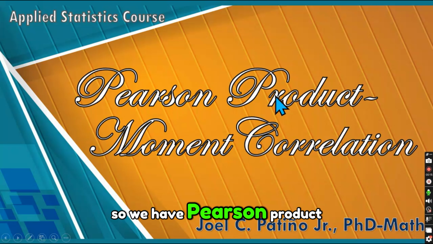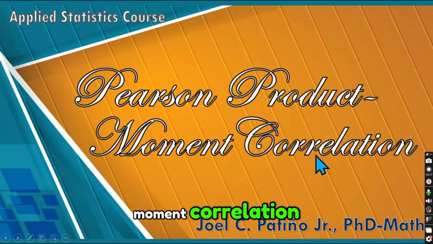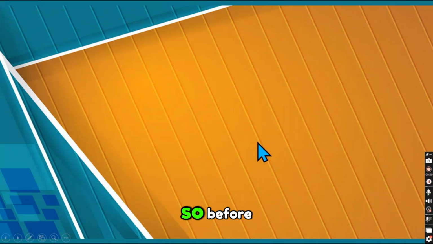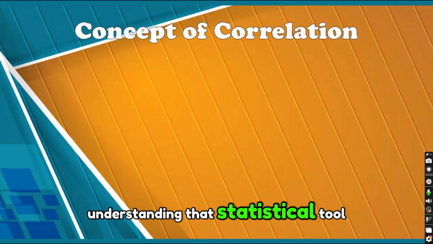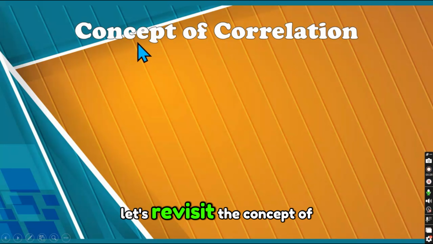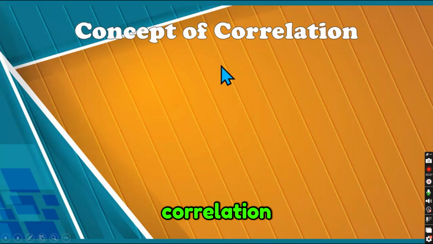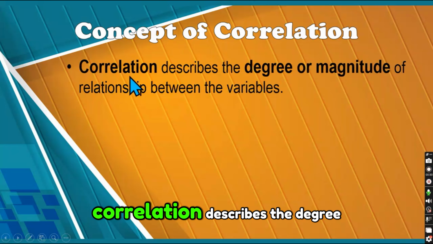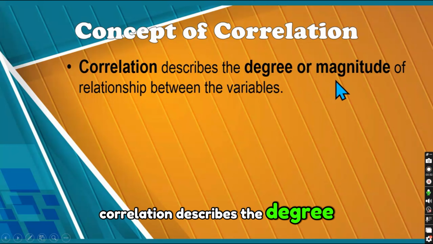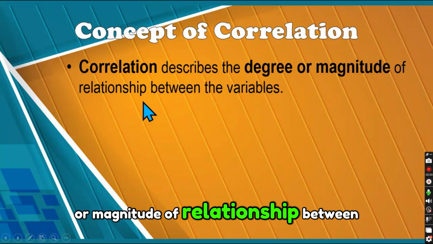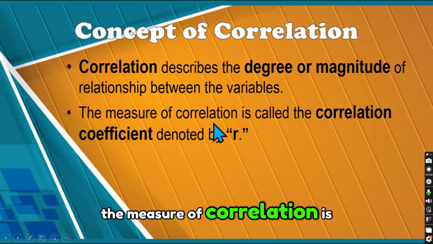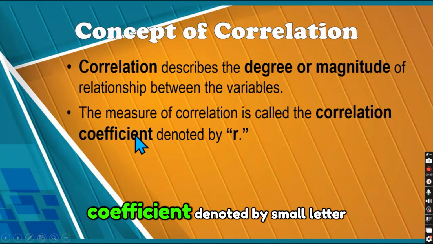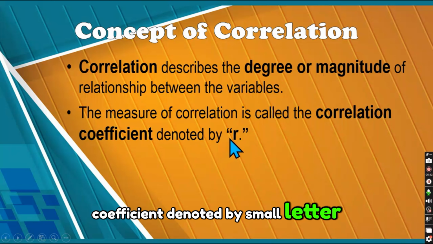So we have Pearson product moment correlation. Before understanding that statistical tool, let's revisit the concept of correlation. Correlation describes the degree or magnitude of relationship between the variables. The measure of correlation is called the correlation coefficient, denoted by small letter r.